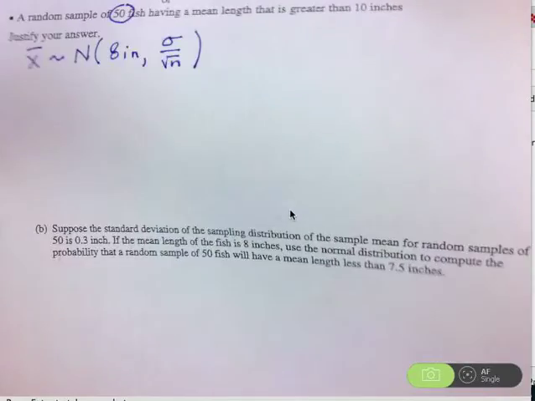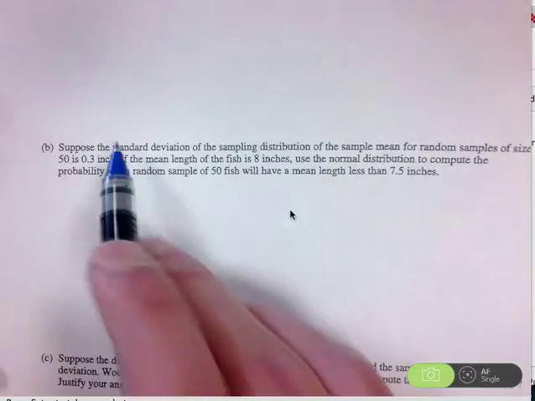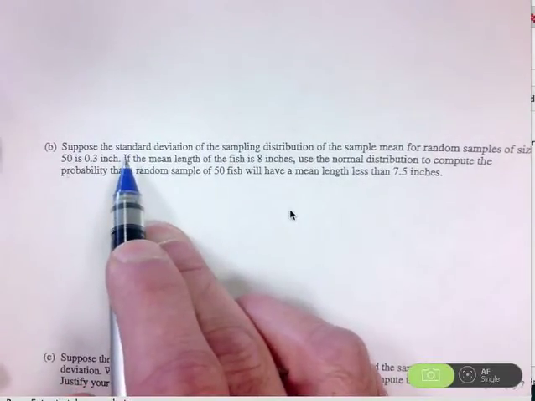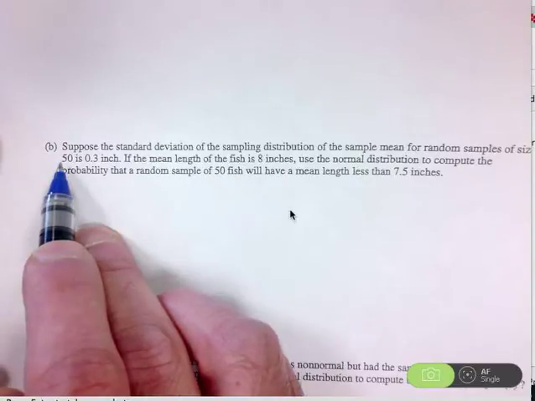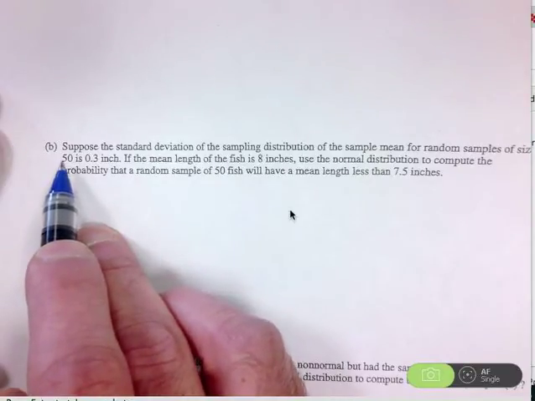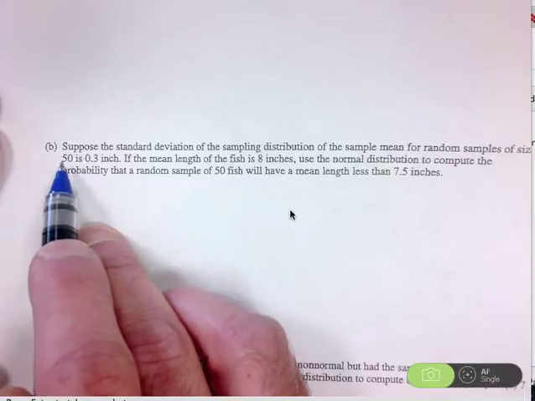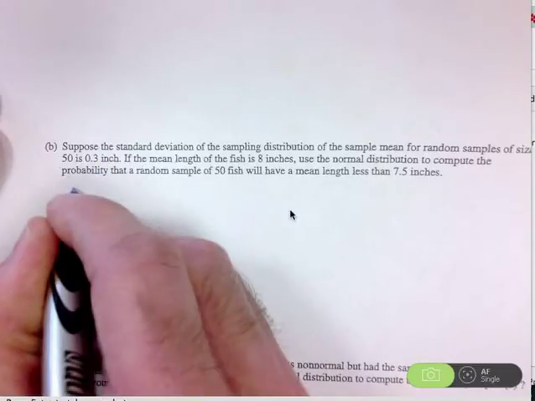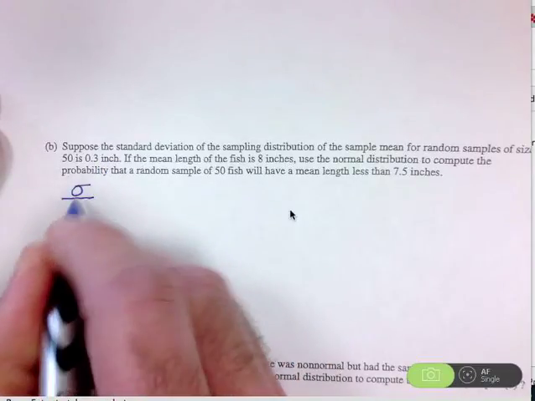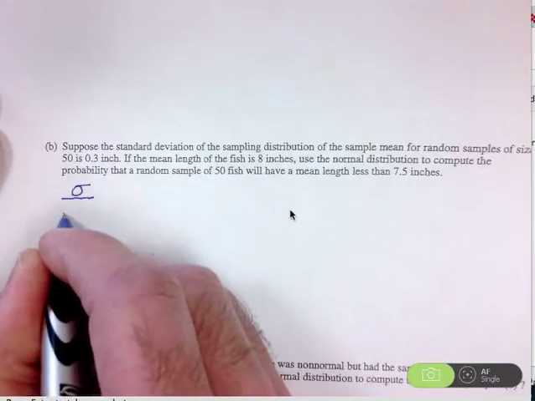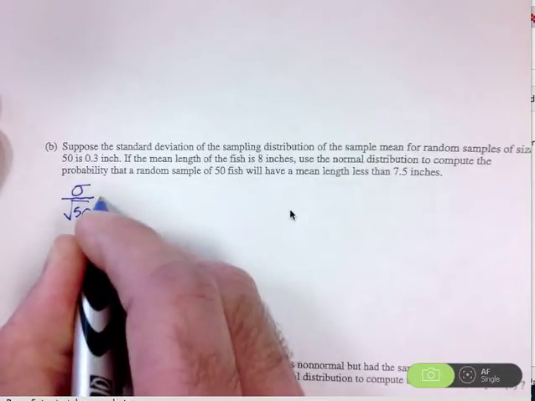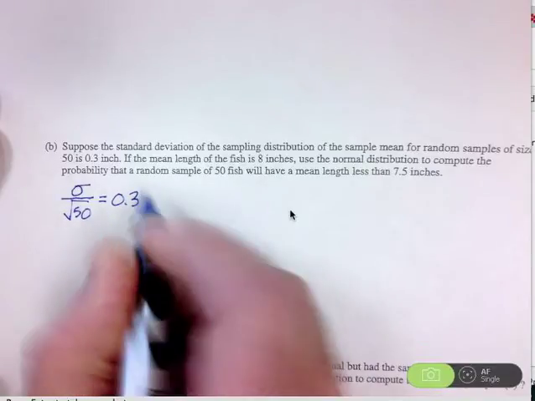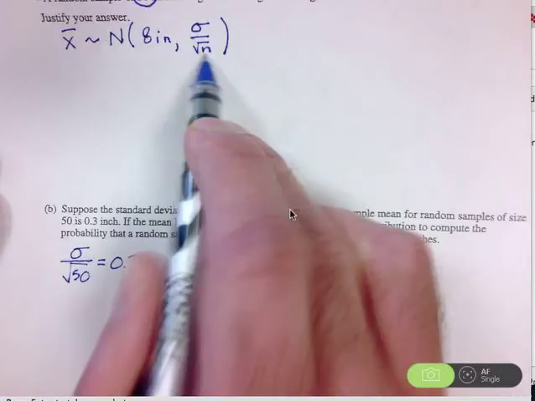So in part B of the question, now you're given a standard deviation. So if the sample size is 50, now notice there's a little bit of a trick here, and it's meant to make your life easier, but many students misunderstood this. So suppose the standard deviation of the sampling distribution is 0.3 inches. So understand, they're telling you this. They're telling you that if you take the population standard deviation and divide by the square root of 50, they're telling you the standard deviation of the sampling distribution, this value here.